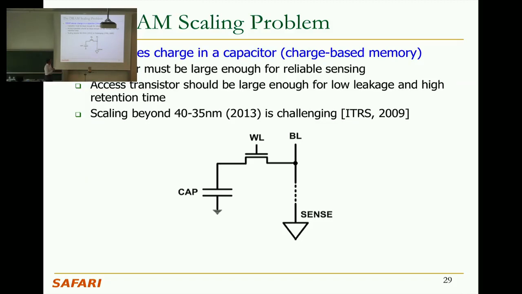And this was the value that was assigned to X by ITRS in 2009. They said reducing the feature size of this DRAM cell below 35 nanometers is challenging. They didn't say impossible. They said challenging. Now, does anybody know what's the feature size of a cutting-edge DRAM cell today?